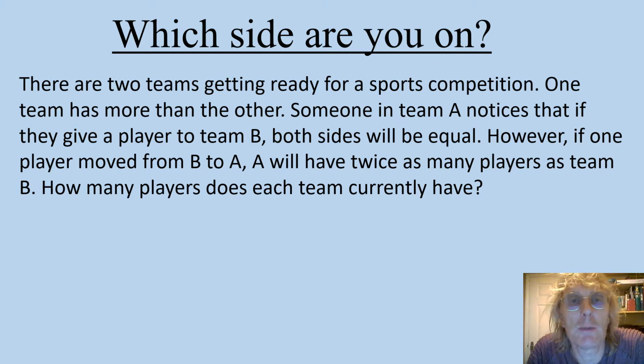So there are two teams getting ready for a sports competition. One team has more than the other. Someone in Team A notices that if they give a player to Team B, both sides will be equal. However, if one player moves from B to A, A will have twice as many players as Team B. So how many players does each team currently have?